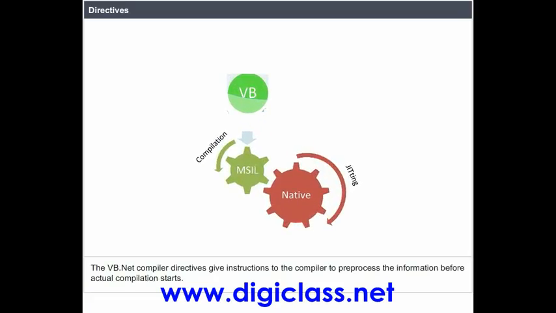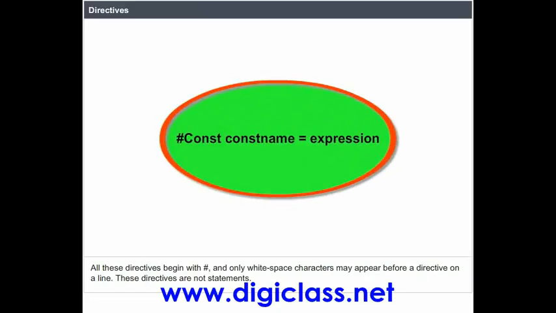Directives. The VB.NET compiler directives give instructions to the compiler to pre-process the information before actual compilation starts. All these directives begin with a hash, and only white space characters may appear before a directive on a line. These directives are not statements.